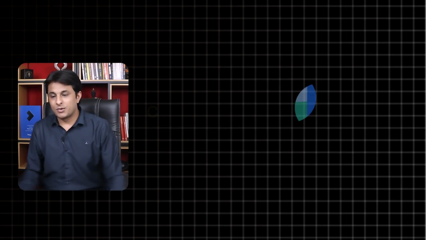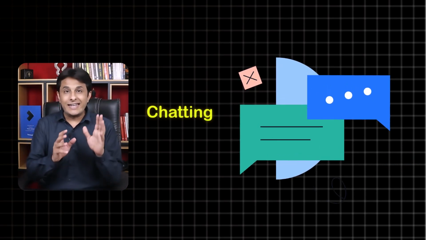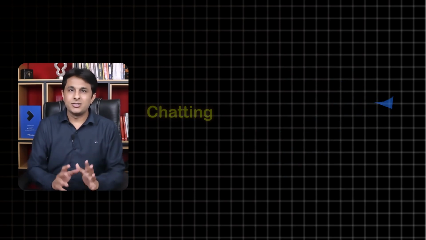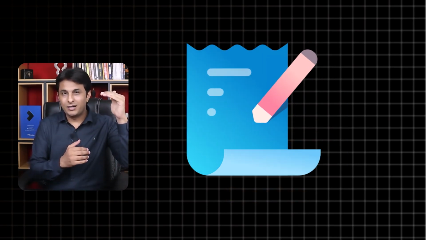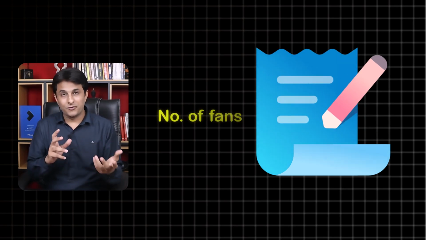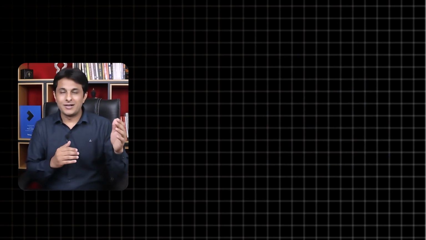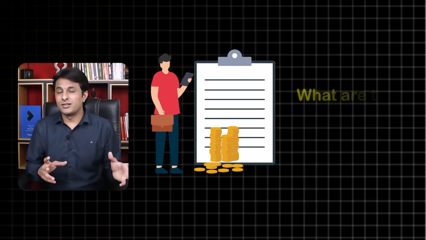The next feature is about chatting. Now, this is one of the interesting features. I can chat and ask any question on that PDF. Imagine you are a tenant staying in Bangalore, a city with heavy traffic, and you want to understand in that agreement what the square feet of your flat is, or how many fans you have. Or if you have an agreement document of a company, you can ask how much the vendor is charging, what the terms and conditions are.